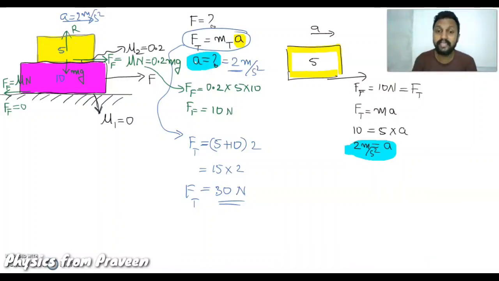But if you exceed a force of 30 Newton, then the 10 kilogram mass will move first, and the 5 kilogram mass will slip from the 10 kilogram mass. But if you apply a force less than 30 Newton, then also the two substances will move together. If you apply a 20 Newton force, the two substances will still move together. Hope you have understood this particular situation.